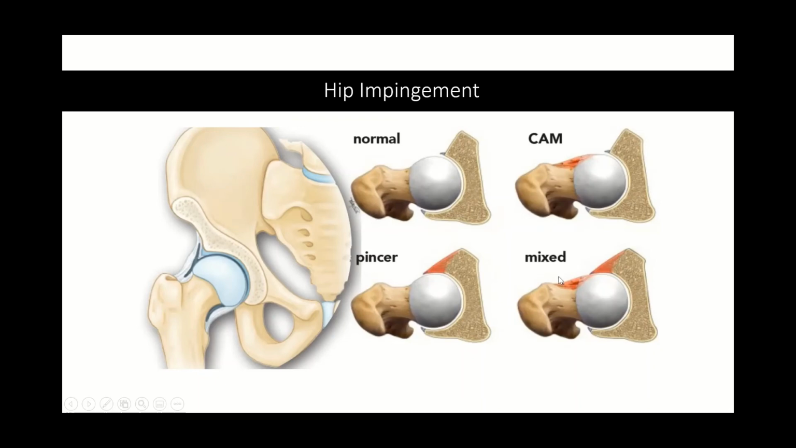With the mixed lesion, we have a combination of both the cam lesion as well as the pincer lesion. So both of those extra bony prominences together, when you go through a range of motion, are going to hit on each other and cause impingement, inflammation, as well as pain within the joint.